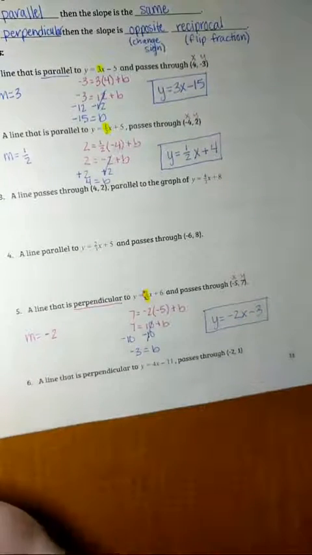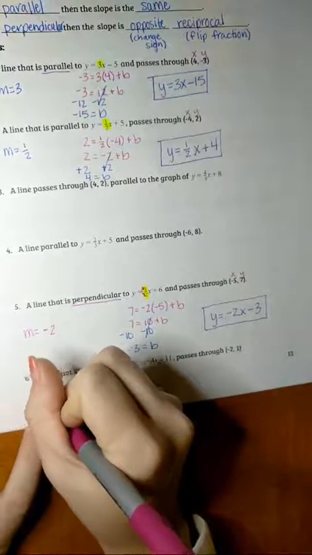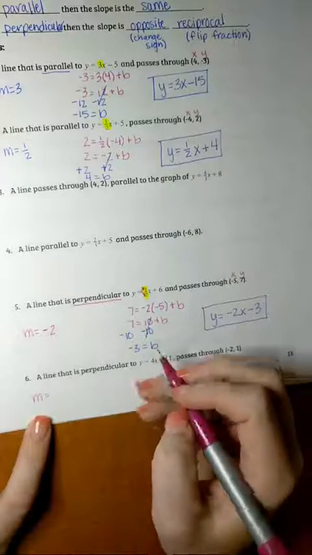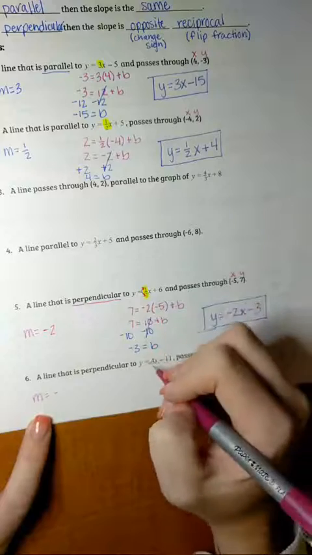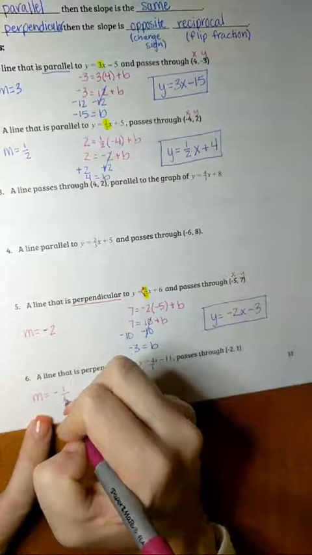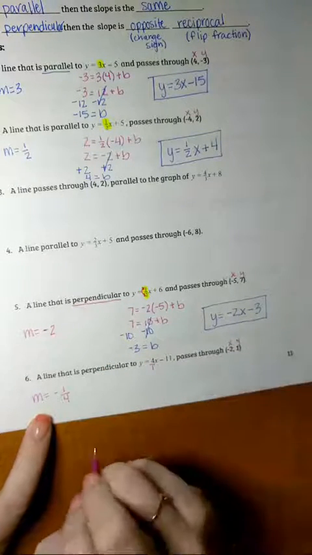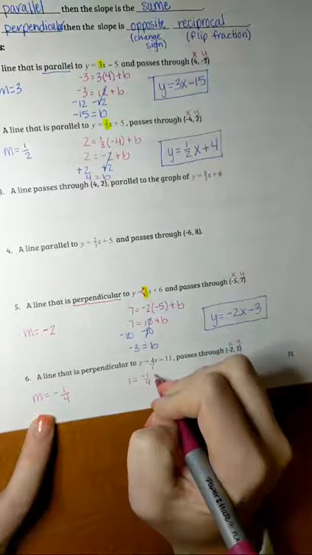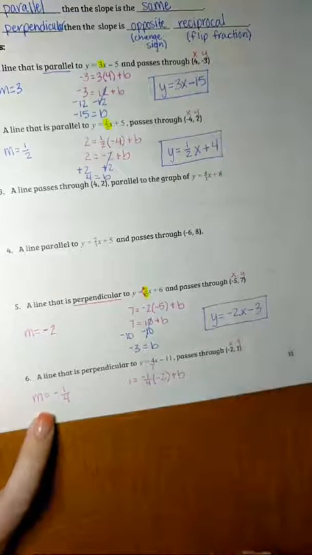Okay, so let's try this again. So perpendicular. So it's the opposite. So if this one's positive, we're going to make it negative, and then we're going to flip it. So this one isn't a fraction, but everything is always over 1. So if I flip that, it's going to be 1/4. Then our x and our y. So 1 equals -1/4 times -2 plus b.